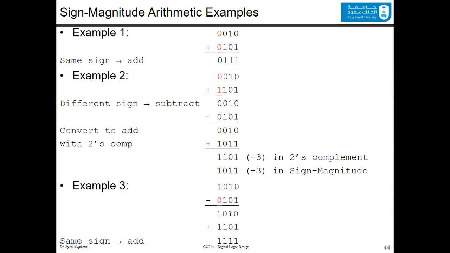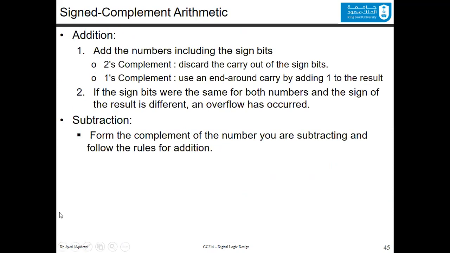0 plus 1 is 1, 1 plus 0 is 1, 0 plus 1 is 1, and 1 plus 1, this one would be the sign, and we know that the signs are the same here, so we copy the same sign. This is the sign magnitude arithmetic. Now we will check the signed complement arithmetic too.